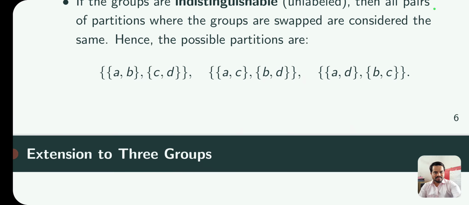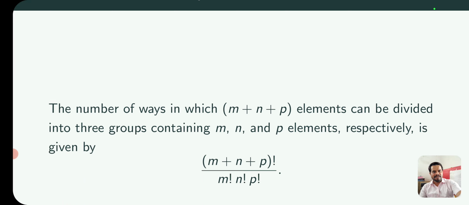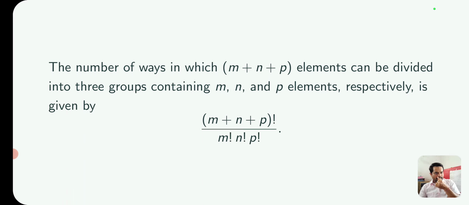Now we will move to the second example, and this is the extension to 3 groups. It means the number of ways in which m plus n plus p elements can be divided into 3 groups containing m, n and p elements respectively. It is given by (m plus n plus p) factorial divided by m factorial times n factorial times p factorial.